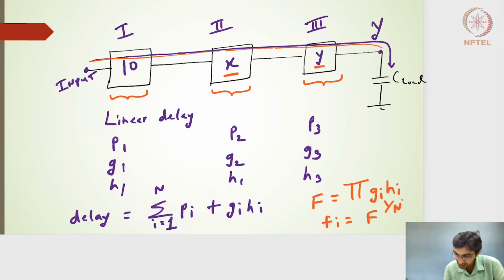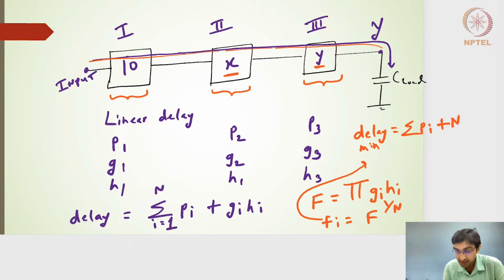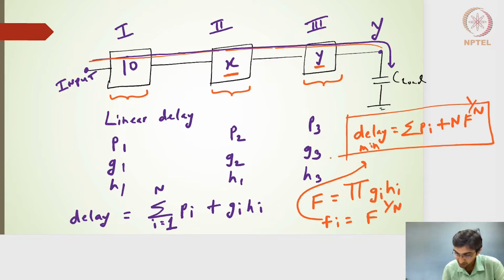And then if we can calculate this, the minimum delay will be nothing but the summation of all the parasitics for whatever the number of stages, here 3 stages, plus the number of stages times the individual stage effort. The individual stage effort will be f raised to 1 by n, so the 1 by nth root of f. All right. Hope this is something you have understood up to this point.